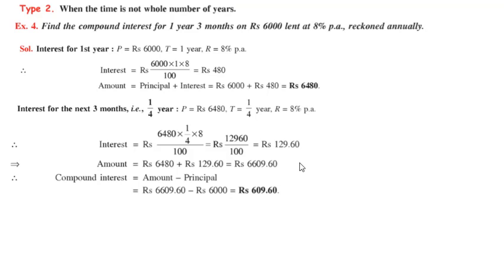I will subtract from this total amount the amount which I deposited in the beginning, and I will get the compound interest for 1 year 3 months. Thus the compound interest is rupees 609.60. Yes, so this is how we calculate the compound interest when the period is not a complete whole year, right?